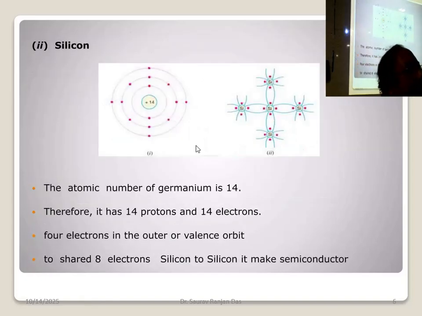Silicon has similar behavior like germanium. Silicon and germanium both are in the same group in the periodic table. So silicon above and germanium below. Silicon, germanium, till lead, isn't it?